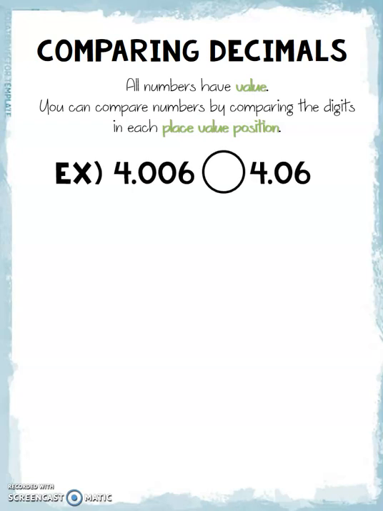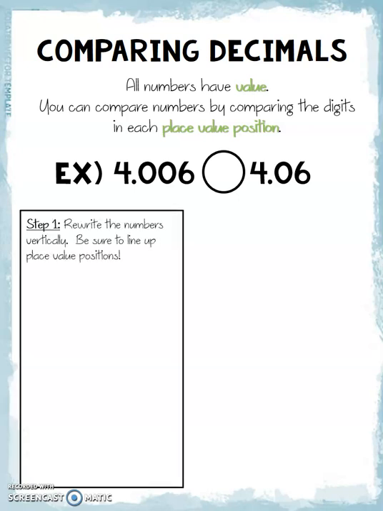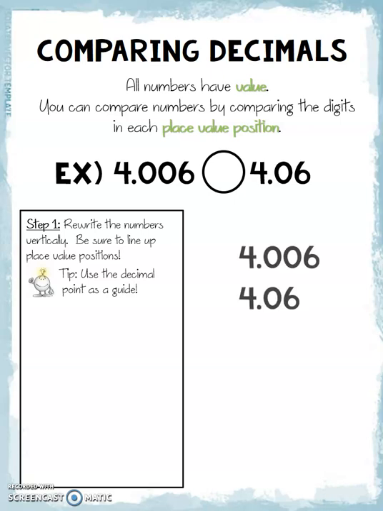So for example, let's say I wanted to compare 4 and 6 thousandths to 4 and 6 hundredths. In order to do this, I would start by rewriting my numbers vertically. And it's important to line up the place value positions. So one way that you can do this very easily is to use the decimal point as a guide. So I'm going to put 4 and 6 thousandths on the top and 4 and 6 hundredths underneath it, being very careful to line up each place value position.